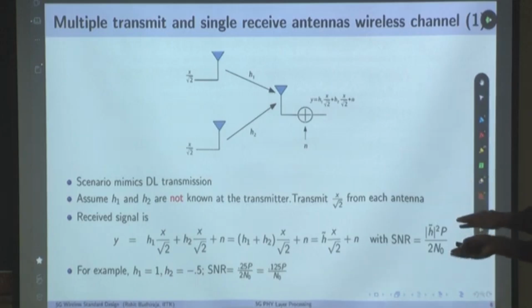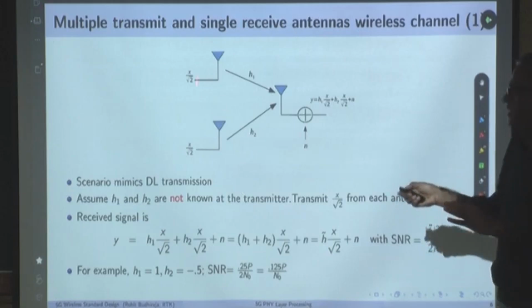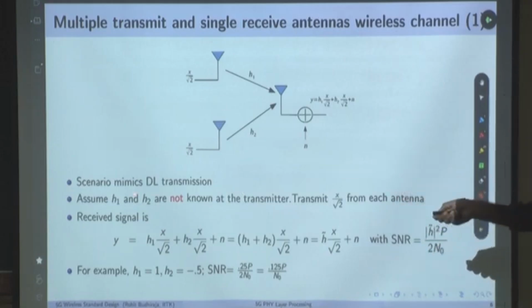Now, at this stage, it looks like these two transmit antennas are not helping you much, because the SNR is 10 times lesser than the earlier case, wherein we had one transmit antenna and two receive antennas. So, there is a big shock: when the channel is not known at the transmitter, transmit antennas perform badly compared with the multiple receive antennas case. I will show you that when this is known at the transmitter, you will exactly get 1.25 P by N naught. That is the next example.